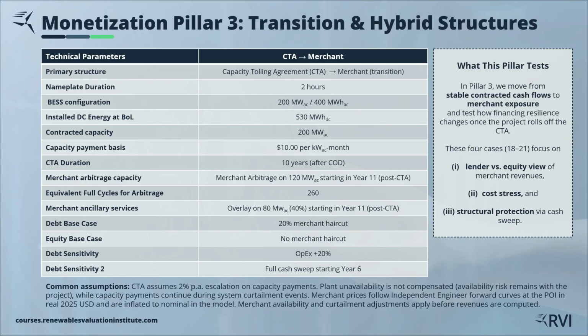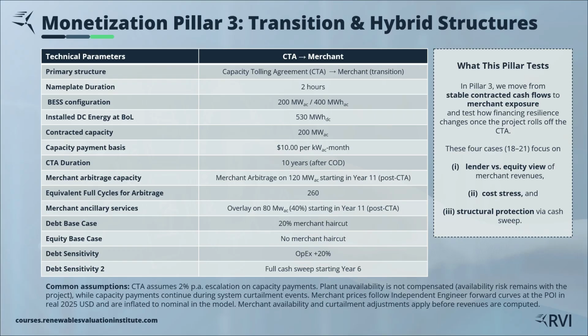Now, let's jump to the information memorandum so we're crystal clear on what we are modeling and why. For monetization pillar 3, transition and hybrid structures, we are looking at a 2-hour battery. The project earns a tolling price of $10 per kilowatt month, and that toll escalates at 2% inflation per year. The CTA lasts 10 years from COD, and during the CTA period, the full capacity is contracted. So from a lender perspective, we begin with stable, contracted cash flows.